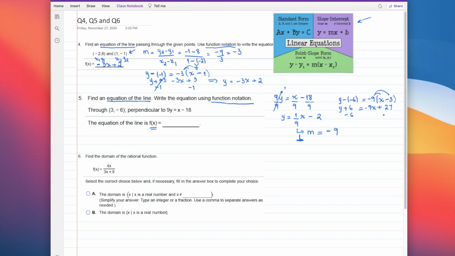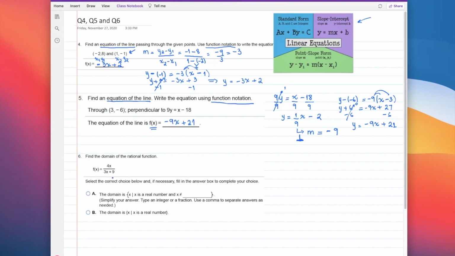And then I solve for y by adding the opposite of this term to make this term disappear. Now y is by itself: -9x plus 21. So this is the slope-intercept form of my line that passes through this point and is perpendicular to that one. And then I just replace y by f(x) that's already written here. So this is the other line that's perpendicular to that and passes through this point.